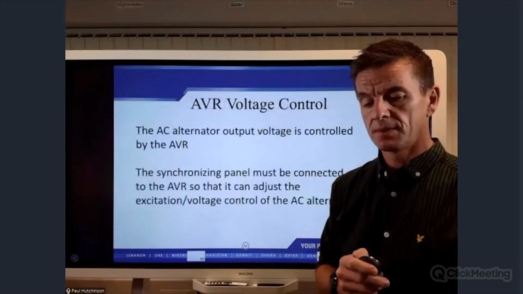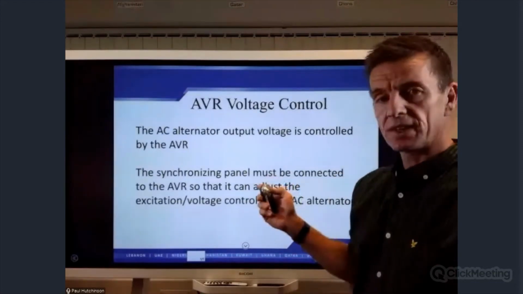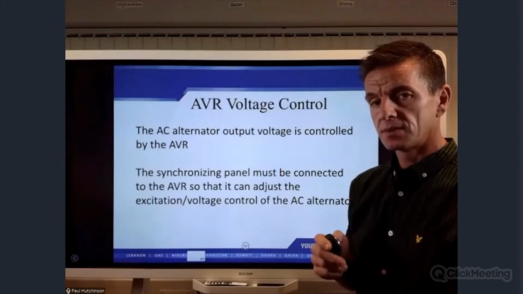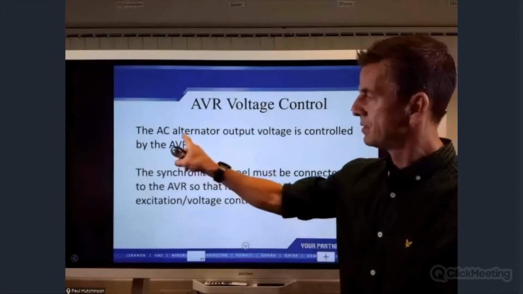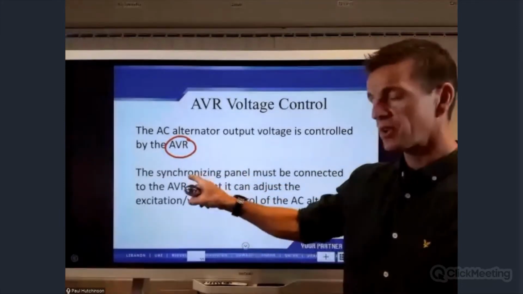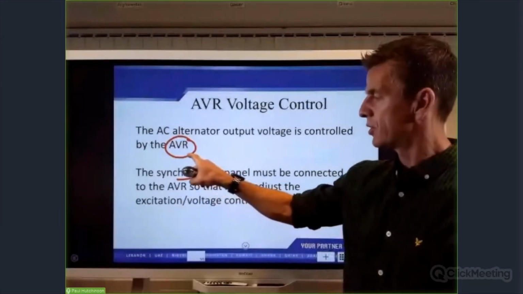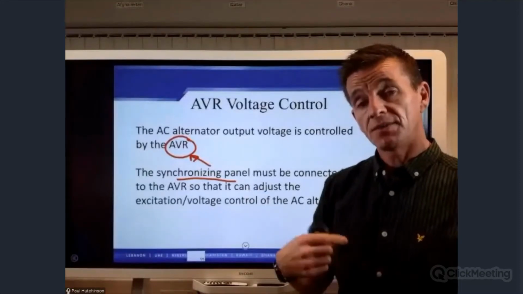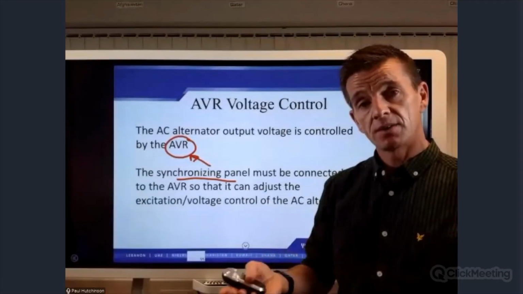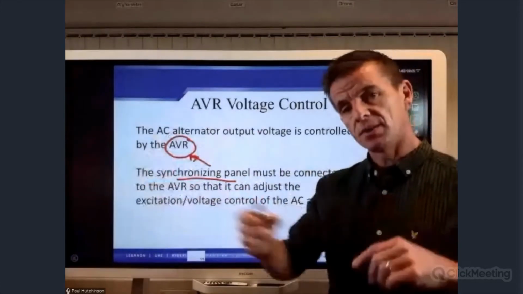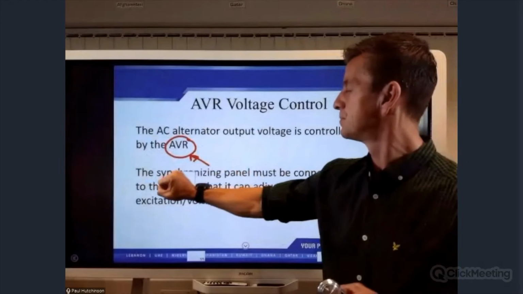Okay. So as I said as well, our voltage control. And that is controlled by the AVR. Okay, but remember, our synchronizing panel here talks or gives the AVR commands. It then raises the alternator voltage or lowers it to ensure that it matches the other source that we're coming to.